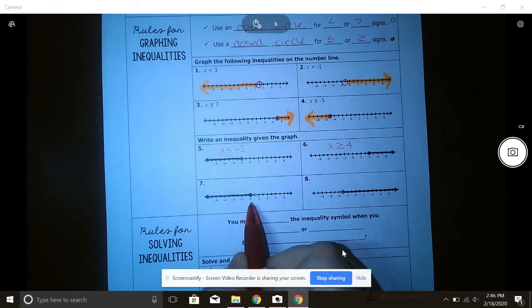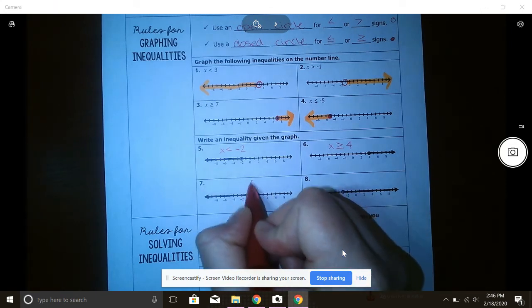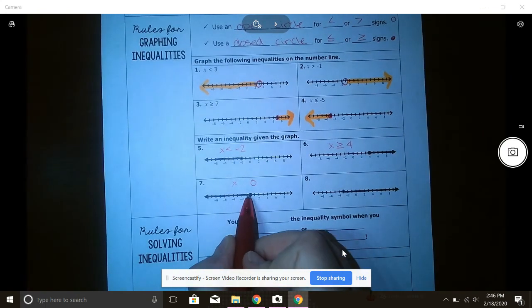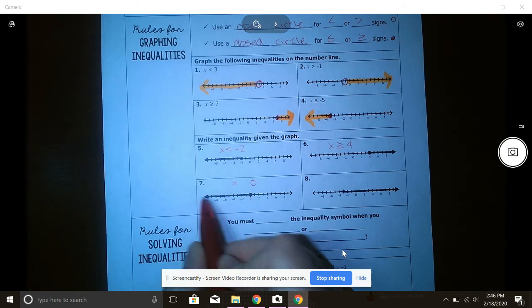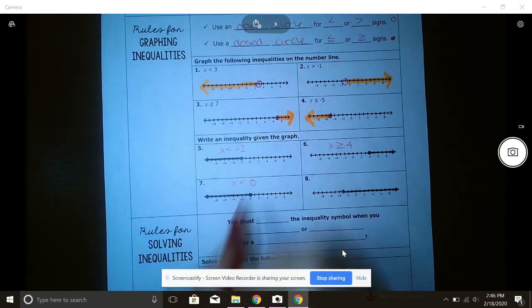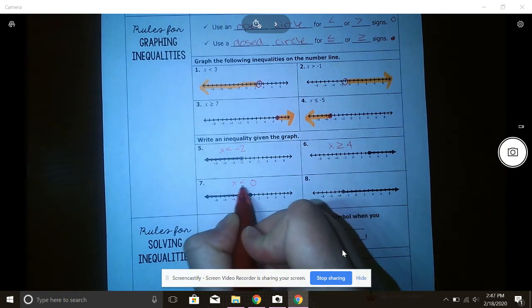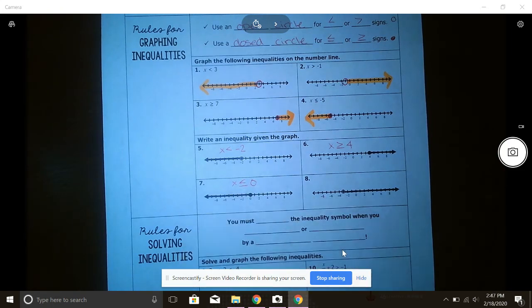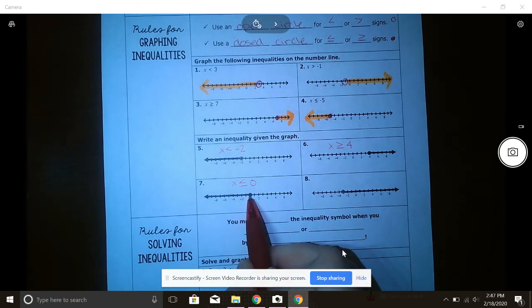Number 7, our solution value begins at 0. So we're comparing our answers to 0. The inequality needs to represent the less than values because that's what's shaded. And then there's a solid dot here representing equality. So our x is less than and equal to 0.